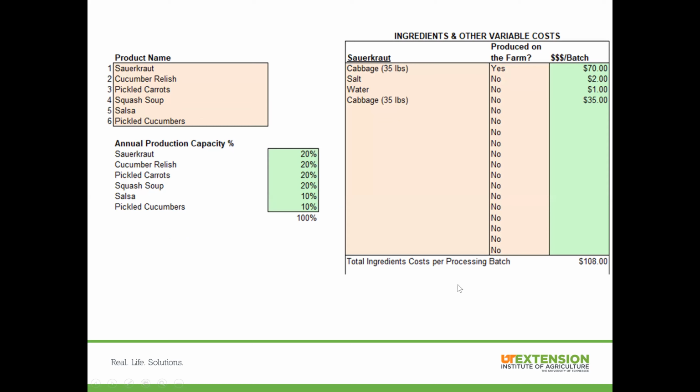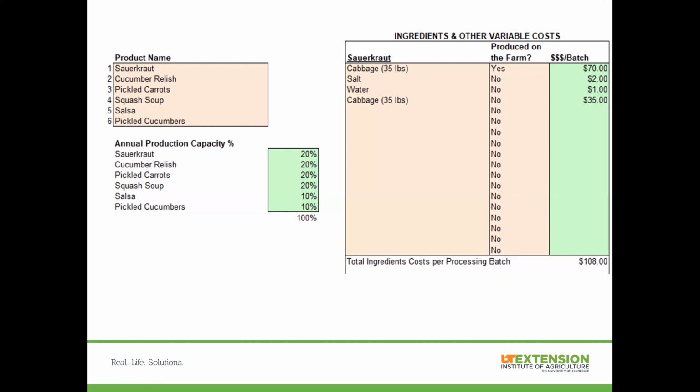All right, so let's say we now want to look at specific costs related to each type of product that we want to make. Let's say that we want to make sauerkraut, and we're going to use our facility 20% of the time to make sauerkraut. We're also going to make cucumber relish, pickled carrots, squash soup, salsa, and pickled cucumbers. And so we've allocated our percentage of the time that we're going to use the facility to make those particular items in the little green box that you see there.